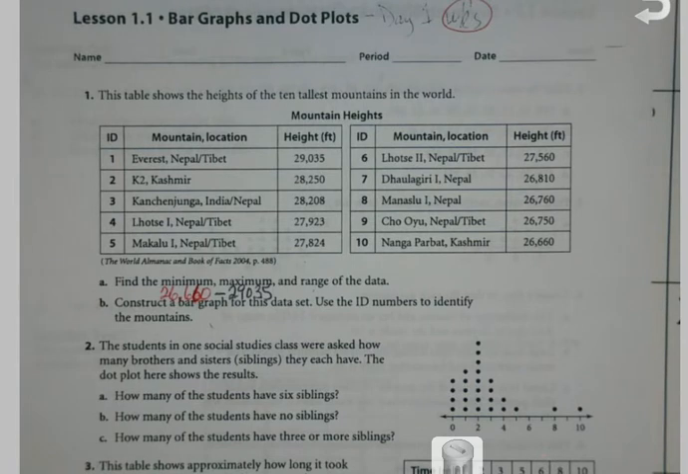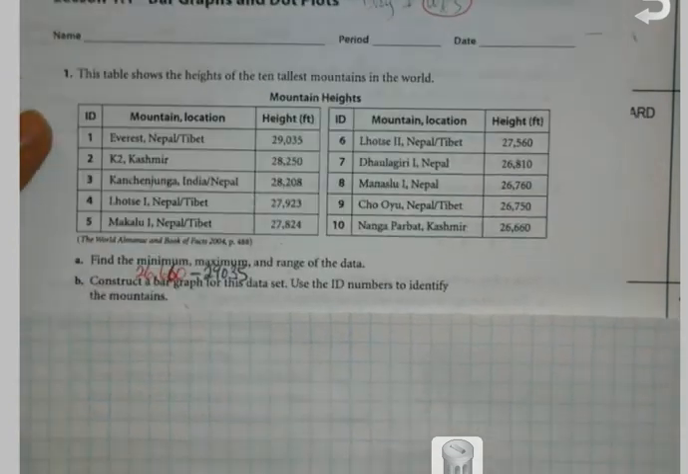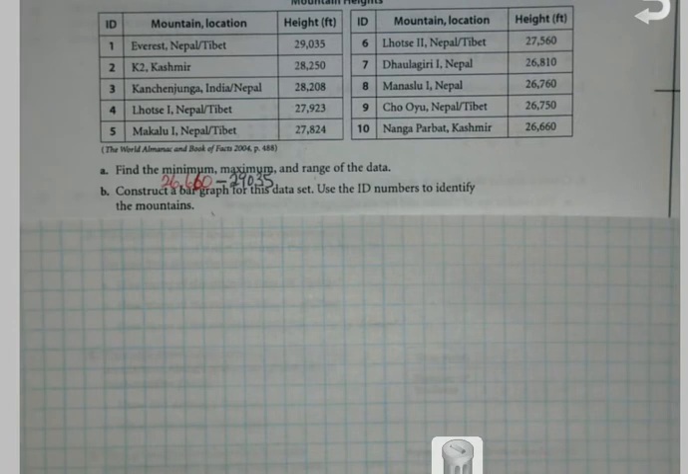So it says construct a bar graph for this data set. Use the ID numbers to identify the mountains. Let's see here. I got an idea. I'm going to pause for a minute. So miraculously, we now have a piece of graph paper on here, because they want us to make a graph on this, and I don't really see much room that they're giving us here. Okay. So here's what we're going to do.